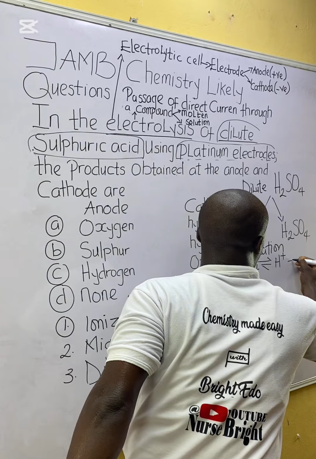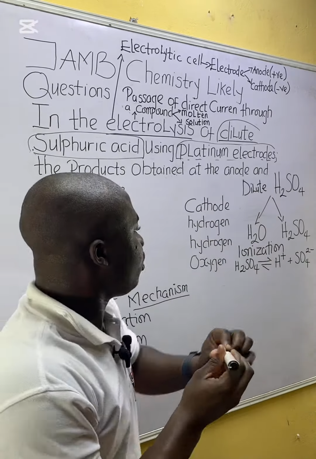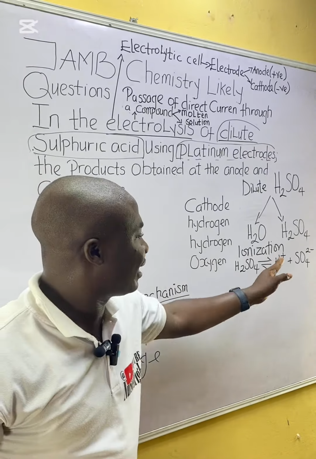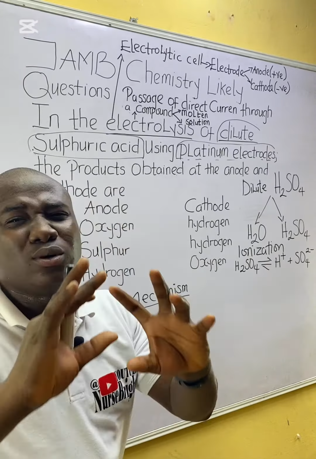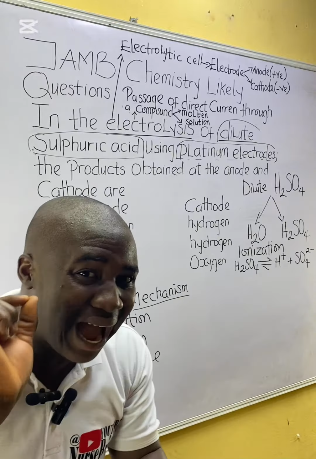H plus and SO4 2 minus. If you don't know this, please know it from now. Whenever you break H2SO4, you are getting H plus and SO4 2 minus. These are the ionic form. That's why it's called ionization. Make sure that you break this compound to form ions. That's what they're asking us to do.